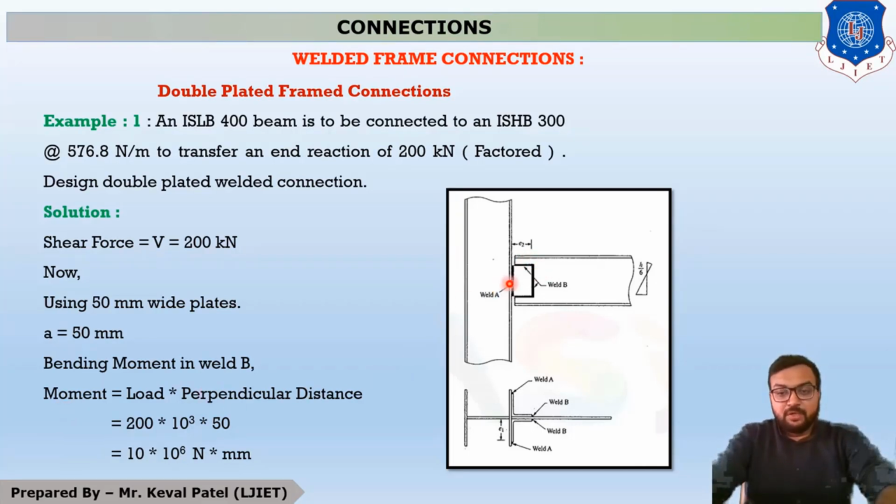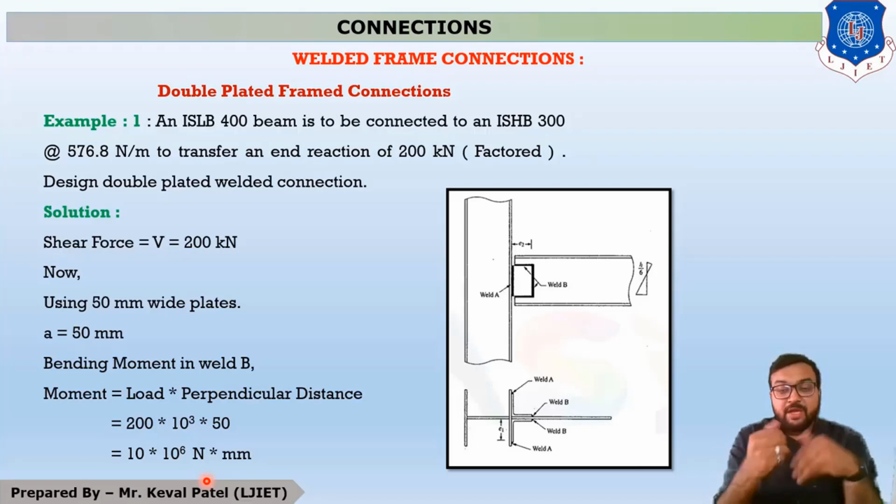So the bending moment generated at this end is load into perpendicular distance, which is 200 into 10 raised to 3, because 200 is in the unit of kilonewton, into 50, because this distance is 50 mm. So at this point the bending moment generated is 10 into 10 raised to 6 Newton mm.